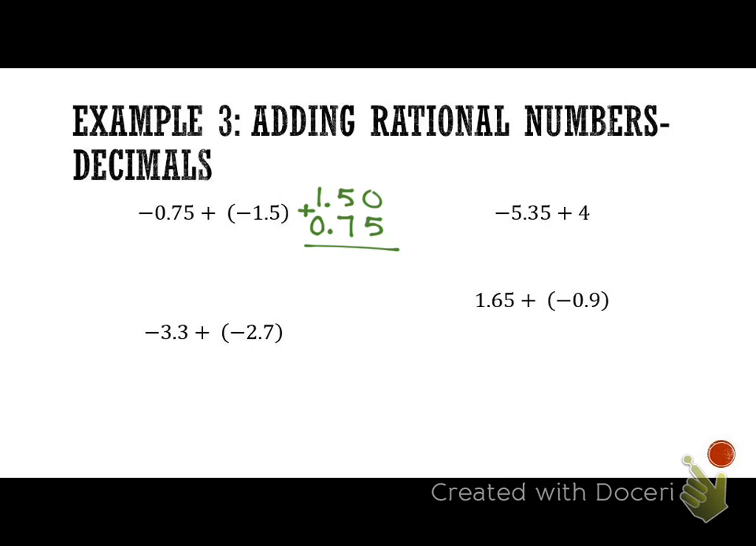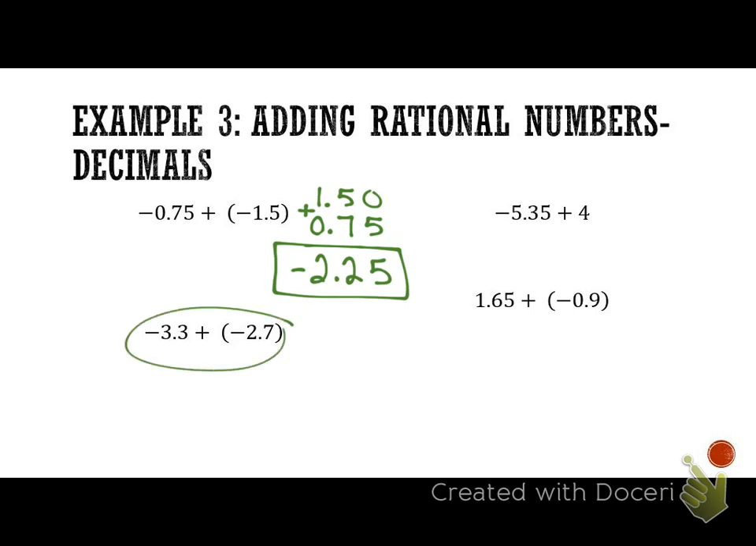Okay, what did you get? 2.25. Now this is where the sign comes back into play. We said we're going to add their absolute values and keep the common sign, which was what? Negative 2.25. Okay, you see where that came back into play? Because they were both negative, I add them together and keep the negative.